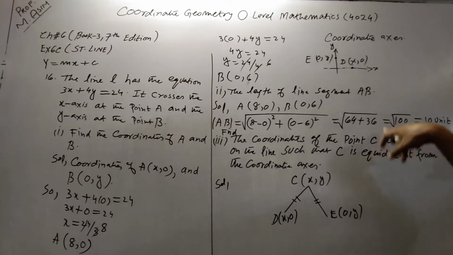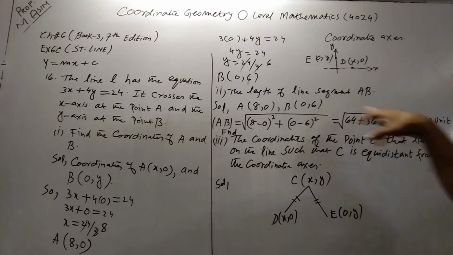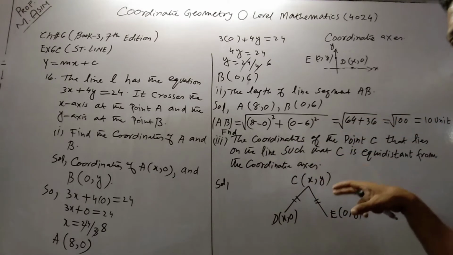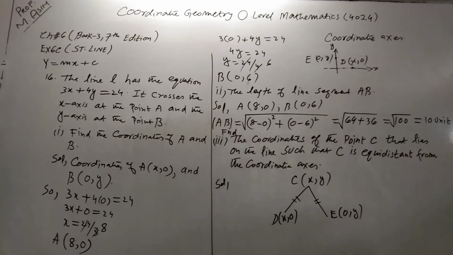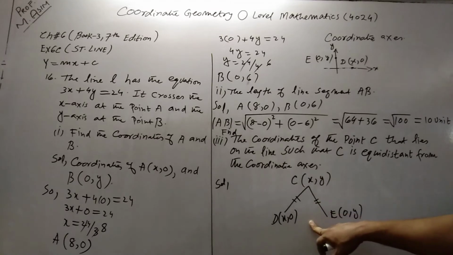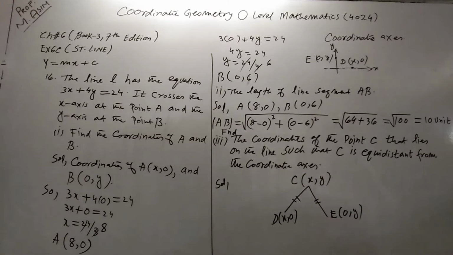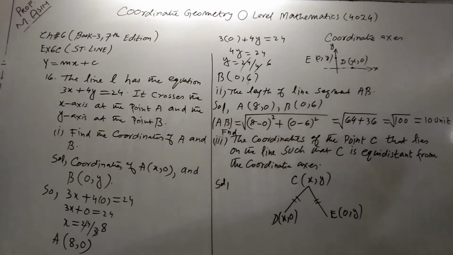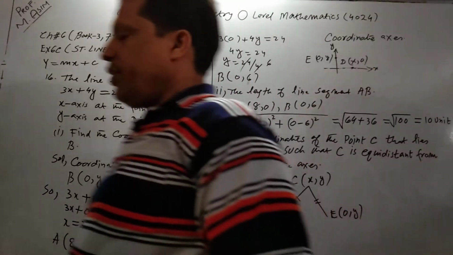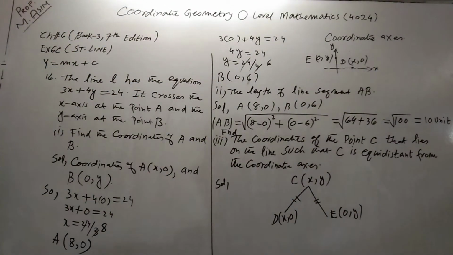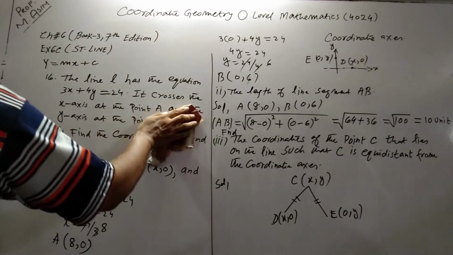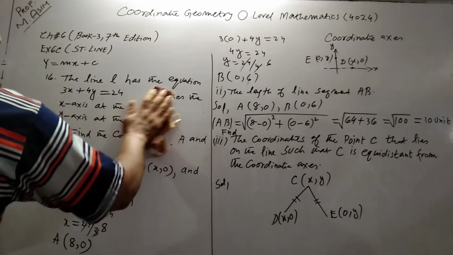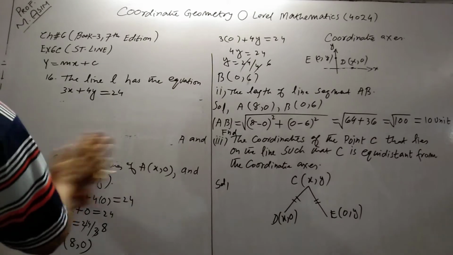The first is the coordinates of the point C that lies on the line. What is the meaning of this line? I will tell you after few seconds, but such that C is equidistant from the coordinate axis. This coordinate axis means x, 0 and 0, y. So first we have to find the distance between CD and CE. Okay, I am rubbing this because you don't need this.